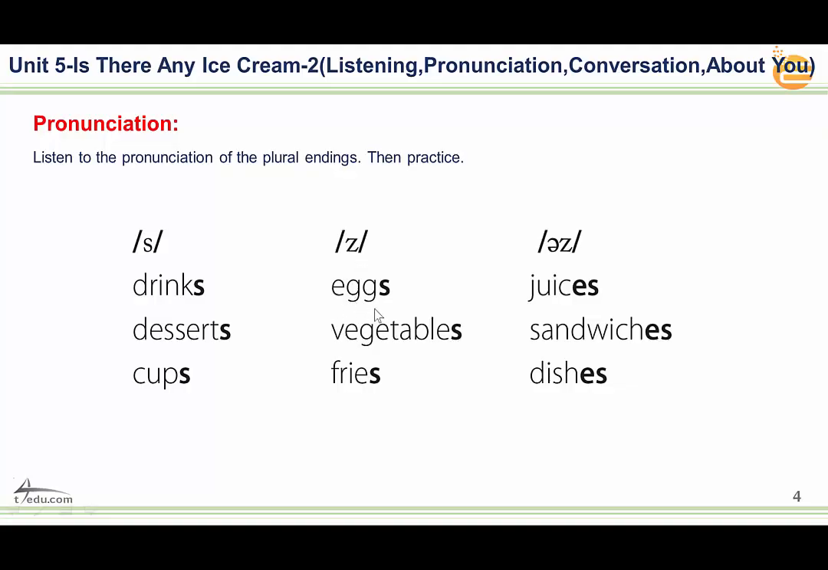Eggs. Vegetables. Fries. Juices. Sandwiches. Dishes. Okay, very nice. So you have to be careful with this one. Not all the words that we put in plural end with an s. Sometimes it is a z sound, and sometimes it is "iz". Okay, very nice. Let's go to the next.